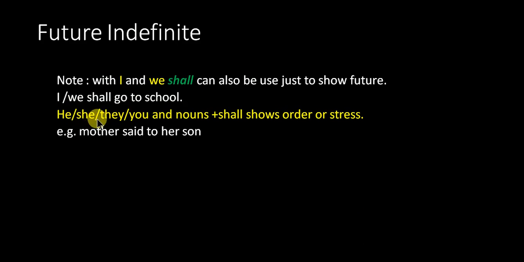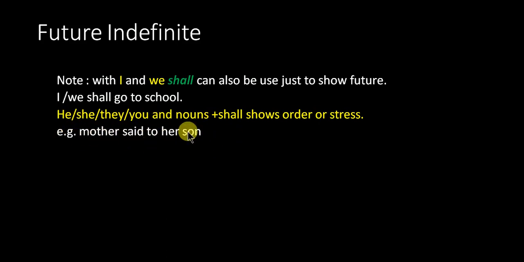He, she, they, you and other nouns plus shall shows order or stress. We can also use shall with third person pronouns, with second person pronouns, and with all of the nouns. But this structure is very specific and it shows order or stress. Understand?